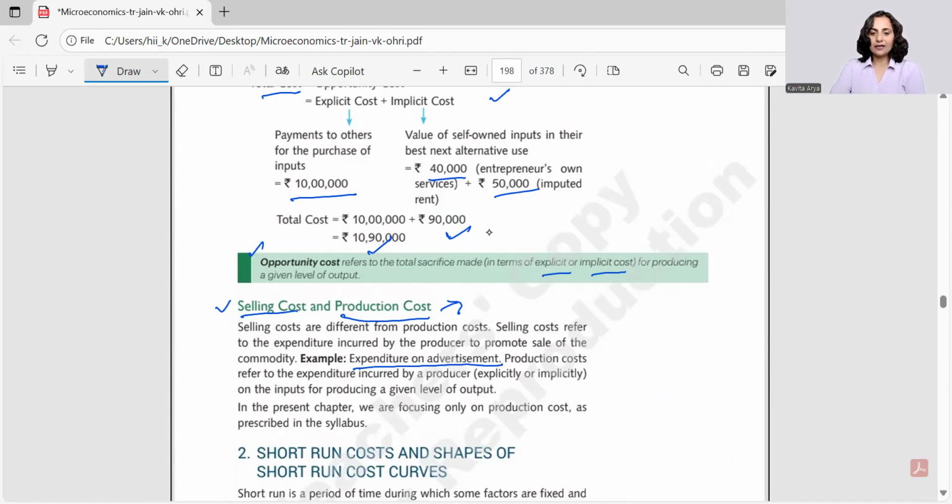So in the next video, we would be talking about the short-term costs, which are total cost, total fixed cost, total variable cost, and many others.